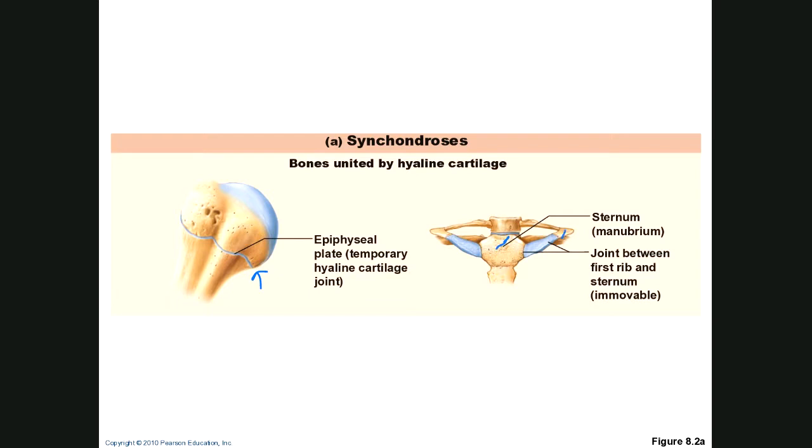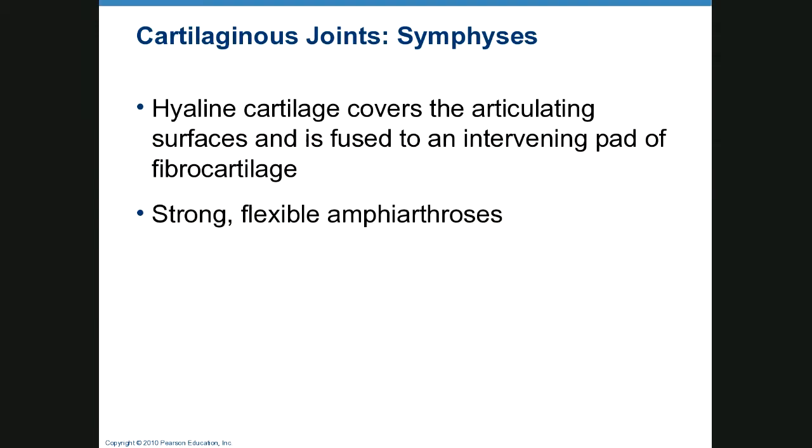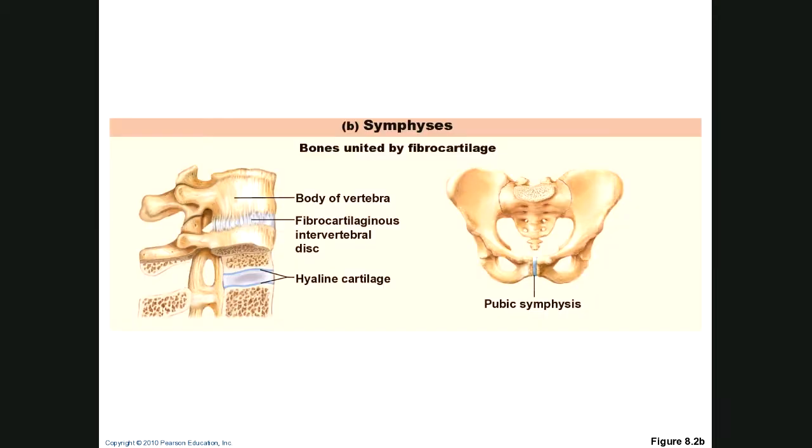So this cartilage here actually forms a temporary joint. Well, a permanent joint, I'm sorry, I said it wrong. Okay, cartilaginous joints, symphysis, and these tend to be slightly flexible. Pubic symphysis: it becomes flexible when a female is ready to give birth.